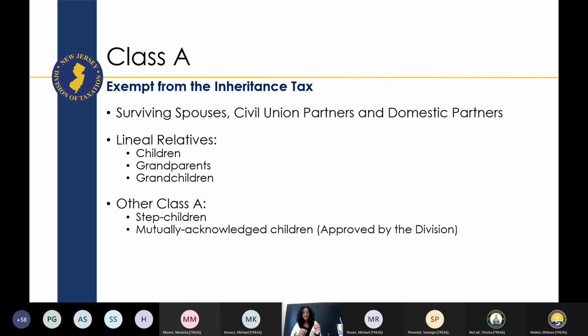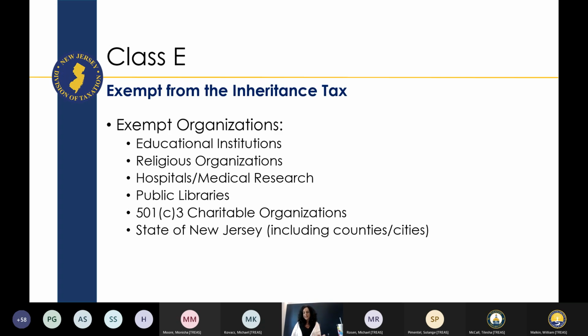So keep that in mind, and also keep in mind it only goes down to the stepchild, it wouldn't include my children. Okay, our next exempt category, Class E, it's basically all of your charitable groups. The exempt organizations would be educational, religious, hospital medical researches, public libraries, 501c3 charitable organizations, state of New Jersey, counties, local, anything, because like I like to say, who wouldn't want to give to the state of New Jersey?